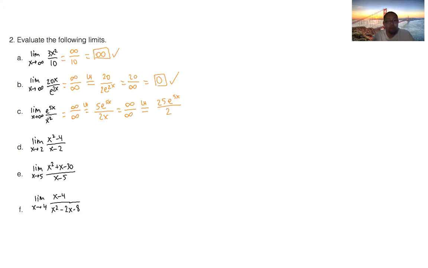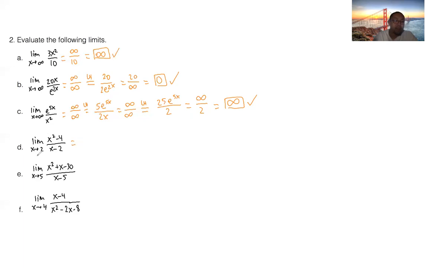So now when you evaluate the limit as x approaches a very large number, the top will approach some very large number, infinity. The bottom will be 2. And as the top grows larger and larger, the function will approach a larger and larger value, eventually getting to infinity. Okay? Now, the limit as x approaches 2 for the function x squared minus 4 over x minus 2.